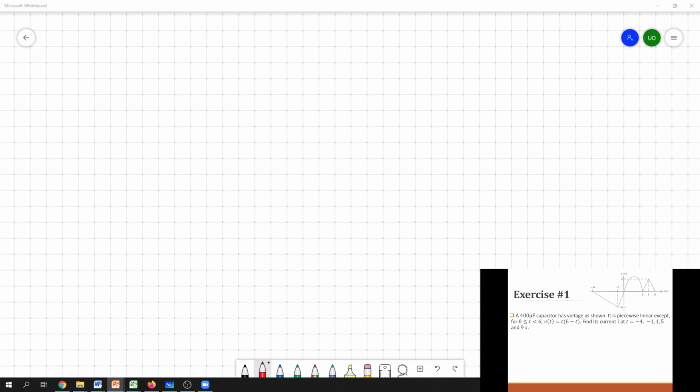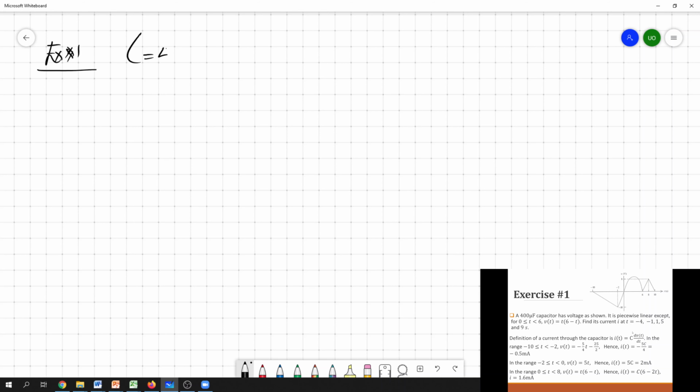So we'll go through one example. I am referring to exercise 1, ex1 in the slides. It gives that we have a capacitor whose capacitance C is 400 microfarad. And it is given that this is the voltage that appears across the capacitor. So it's a piecewise continuous function.